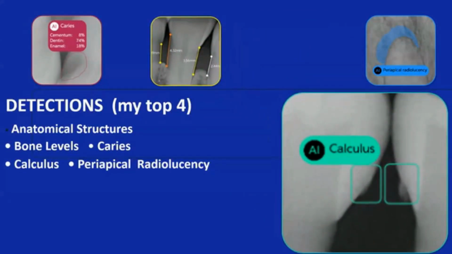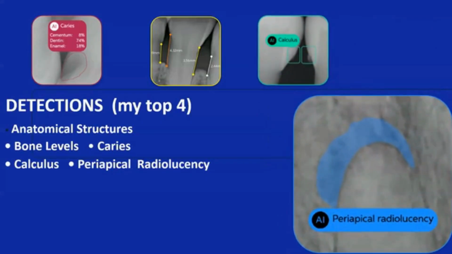Calculus is notoriously difficult to see on x-rays. Big calculus is easy. Little ones often get missed, and they're very helpful to see, particularly when my hygienist is doing a quadrant or root planing. This view up on the screen is very helpful for her. Is it going to make a night and day difference? No, but it's going to make sure that she's not losing track of an area that she should really be paying attention to.